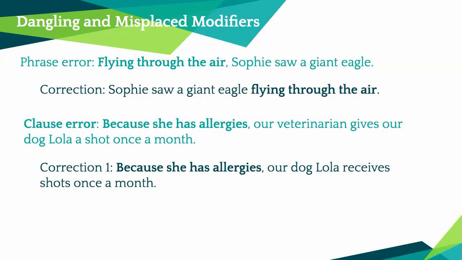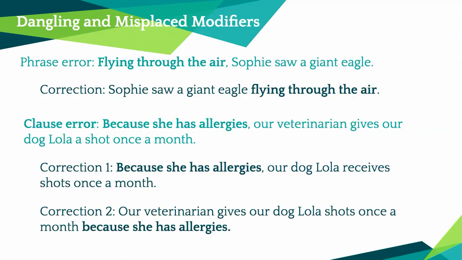So option 1, because she has allergies, our dog Lola receives shots once a month. Or our veterinarian gives our dog Lola shots once a month because she has allergies. So now that clause is closer to the word that it's supposed to modify.